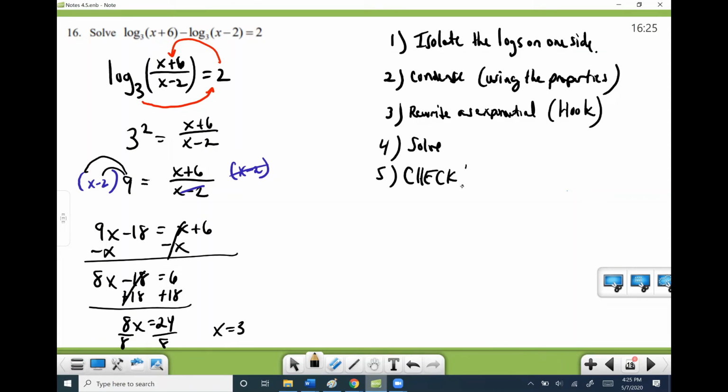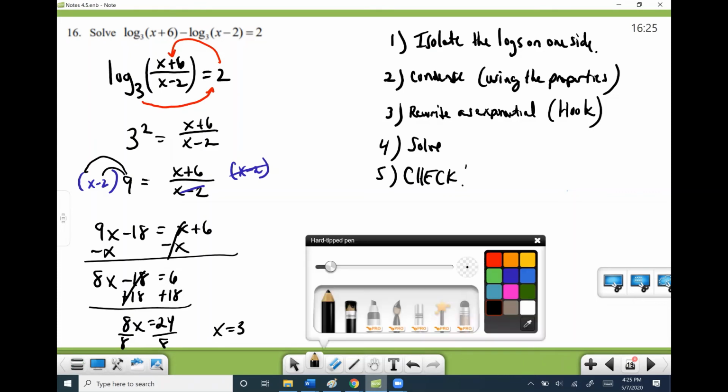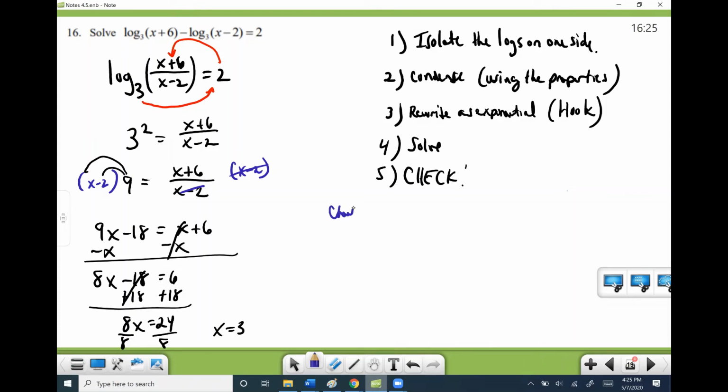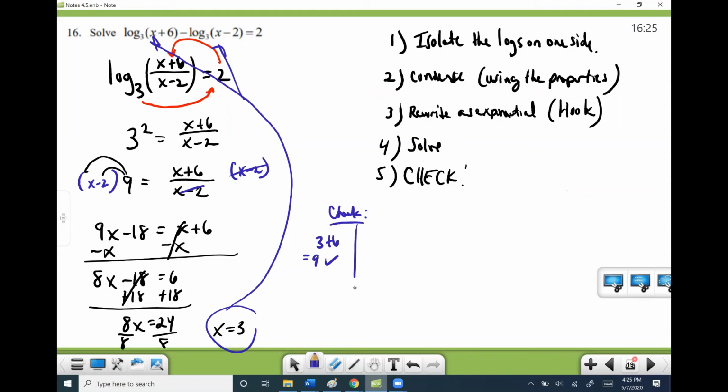All right, so let's see what happens if we were to plug 3 in. I'm taking 3, right? And I'm going back here and here to make sure I don't get 0 or a negative. So 3 plus 6 equals 9, that's positive. And 3 minus 2 equals 1, that's positive. We're good. We're going to keep them.